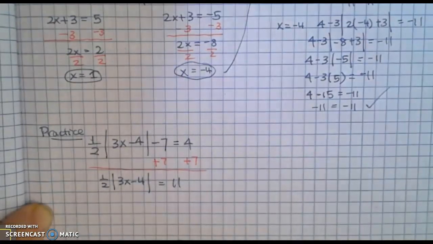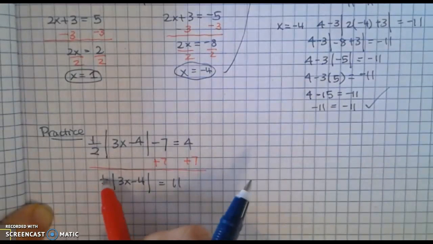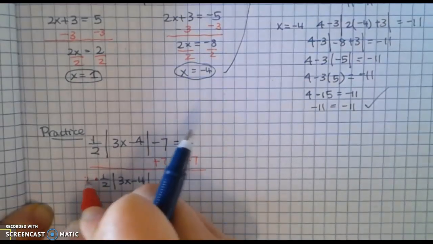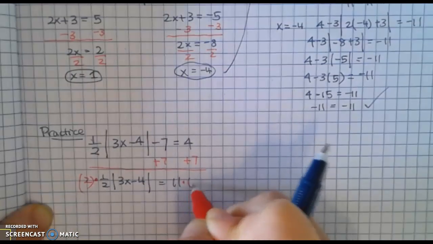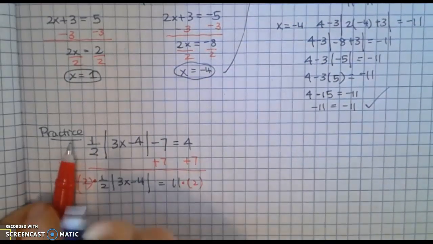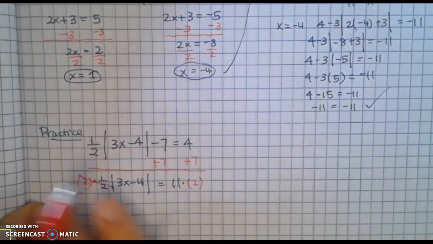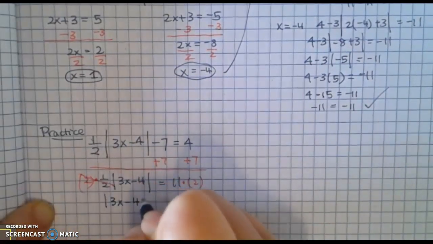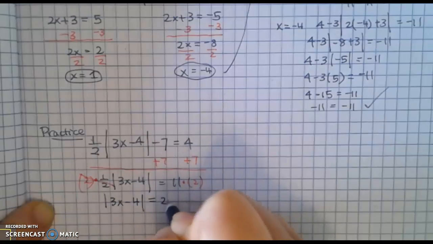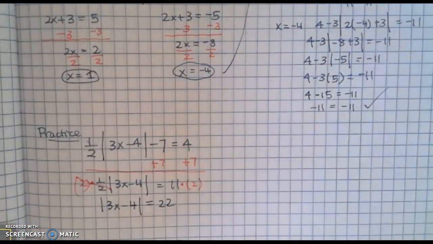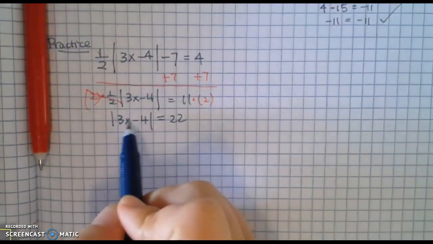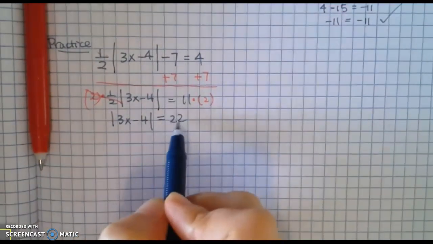And then from here, I know that half is being multiplied to it. I still need to get rid of this half. How can I get rid of this half? I can multiply both sides by 2. So then this goes away, and you are left with absolute value of 3x minus 4 is equal to 22.